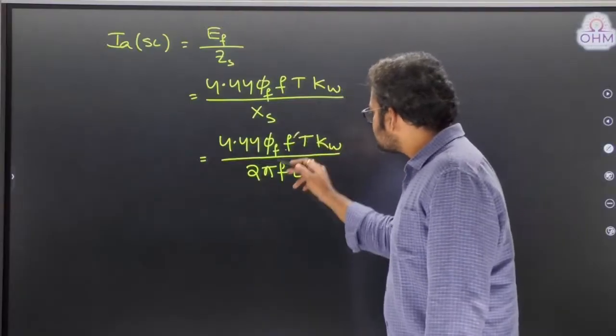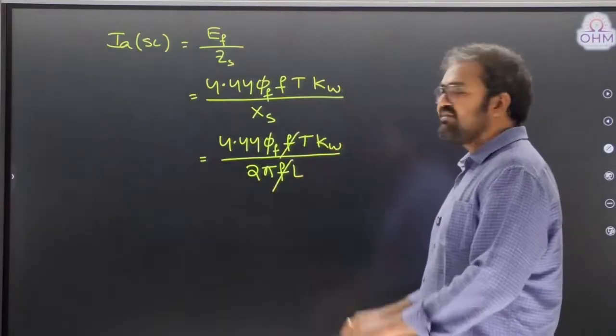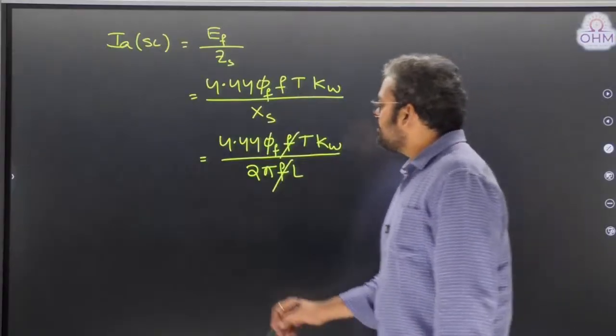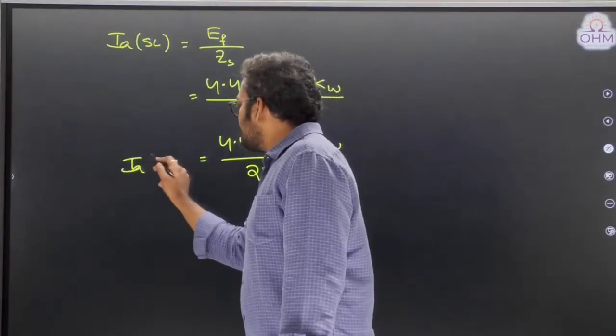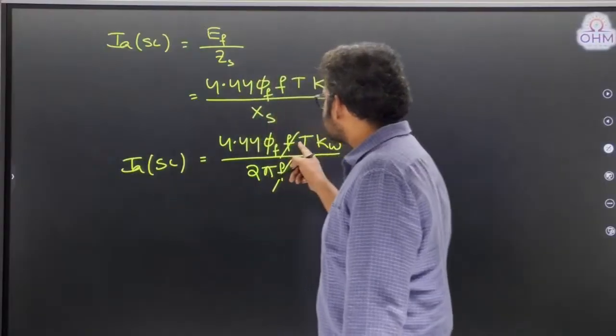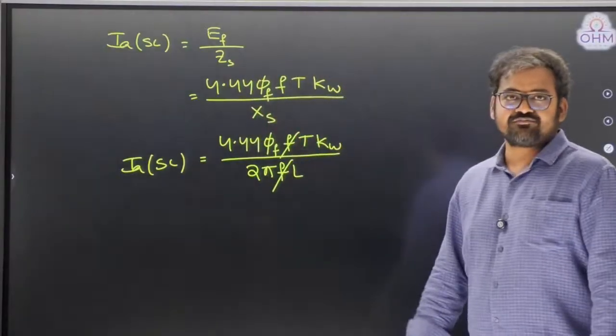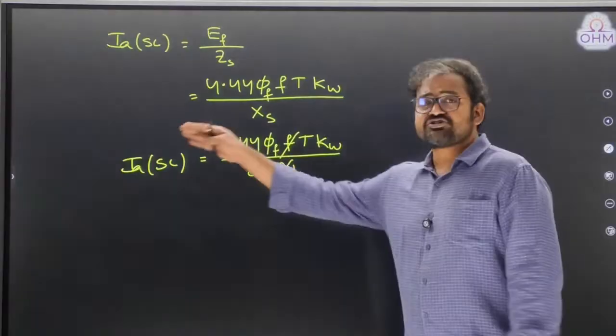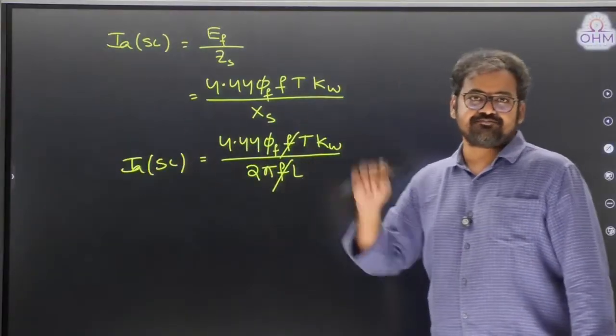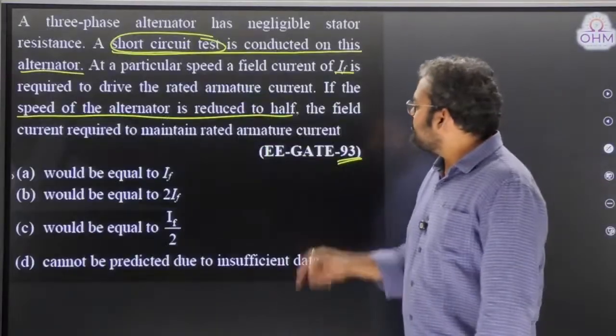So what happens here is that the numerator and denominator frequency will cancel. Therefore, your observation is very simple. Short circuited armature current is independent of frequency. Whatever may be the frequency, short circuited armature current will be the same. This is the point you have to understand.